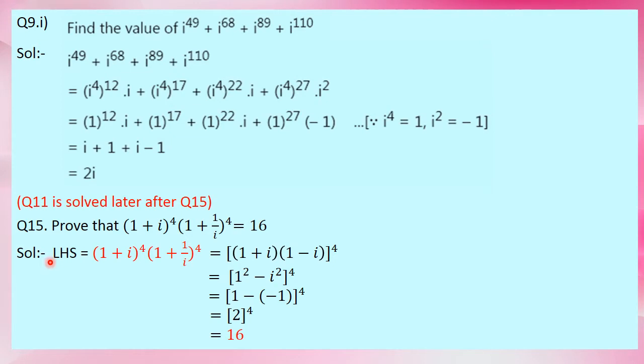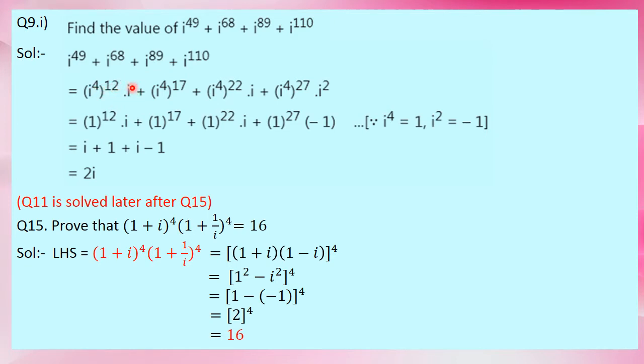Question number 9(i). Find the value of i raised to 49 plus i raised to 68 plus i raised to 89 plus i raised to 110. We know i raised to 49 can be written as i raised to 4 into 12 into i, that is 4 12s are 48 plus 1. 1 is the remainder, written as i raised to 1.